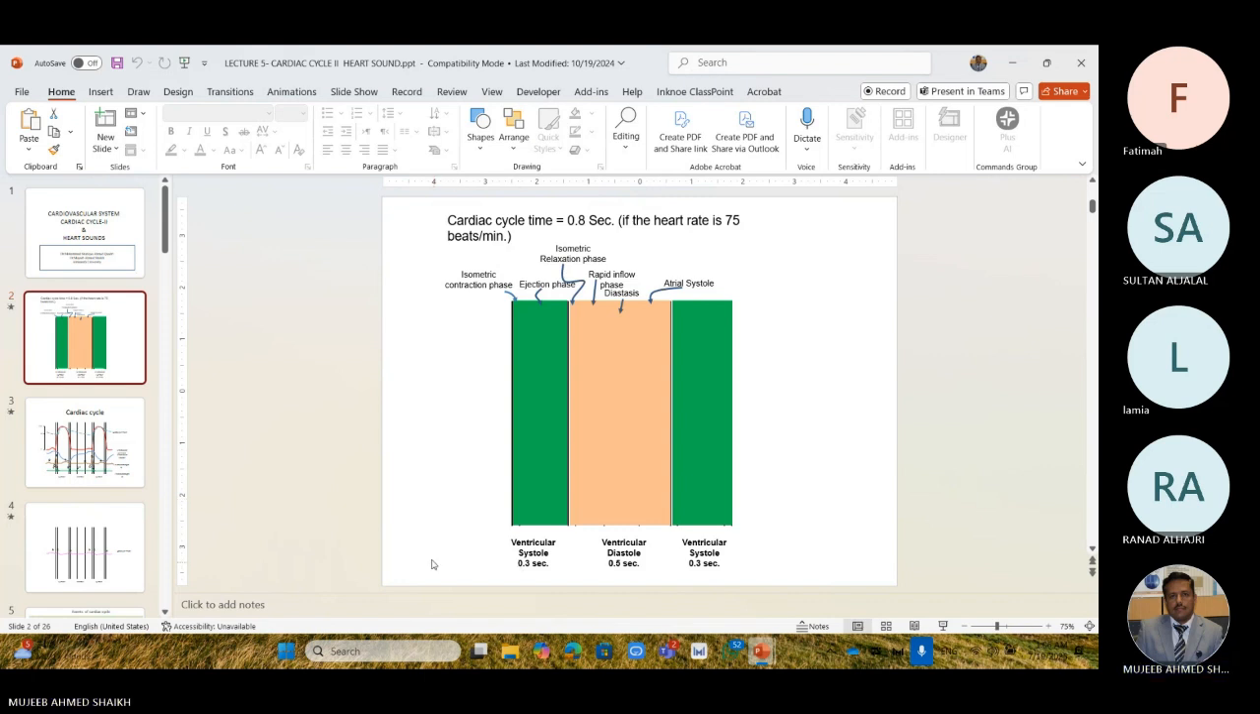Okay. First of all, the cycle is divided into systole and diastole. Cycle time is based on the number of beats per minute, that is heart rate. And basically ventricle events are recorded, that is ventricular systole and ventricular diastole. Atrial systole and atrial diastole are masked. They are behind these two events, that is ventricular systole and ventricular diastole.